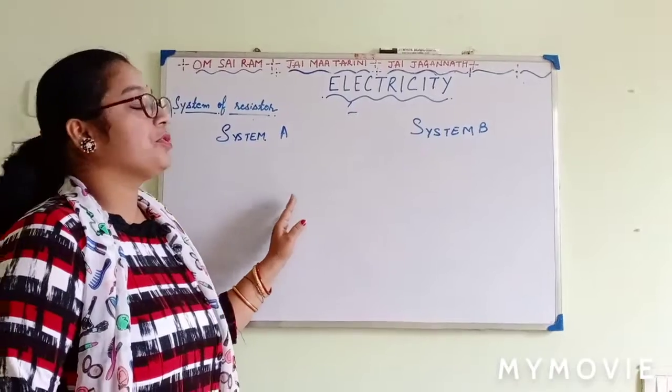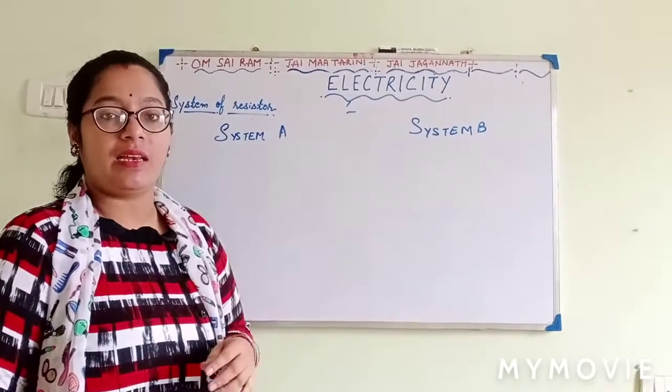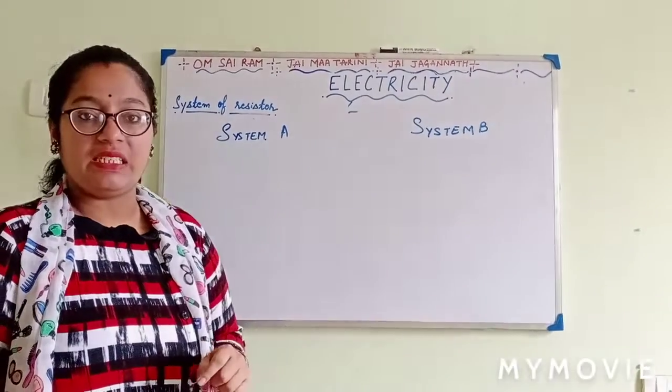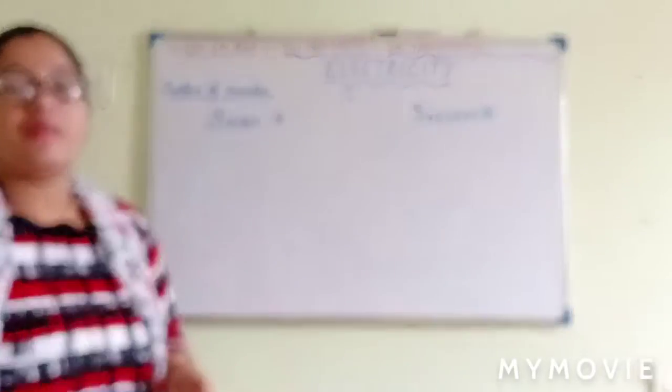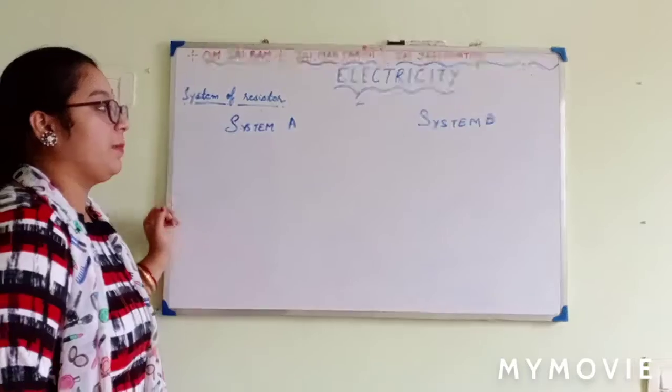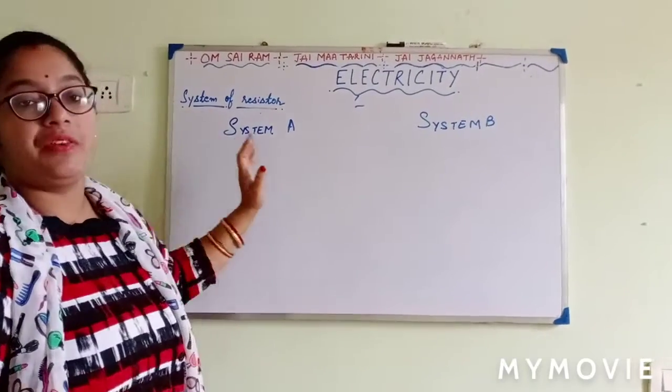So let's come back to our chapter electricity. In the last class, we had studied about resistance, factors affecting resistance, and resistivity, and the formula for resistivity. Today we will learn about system of resistors.